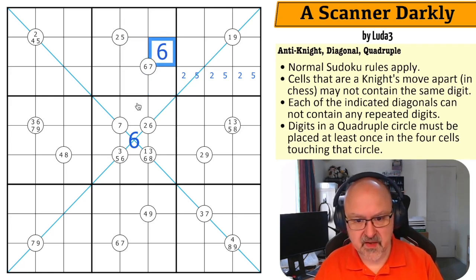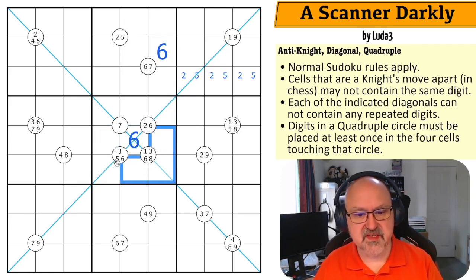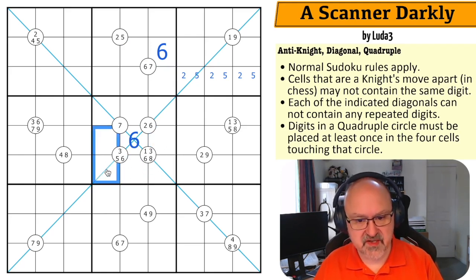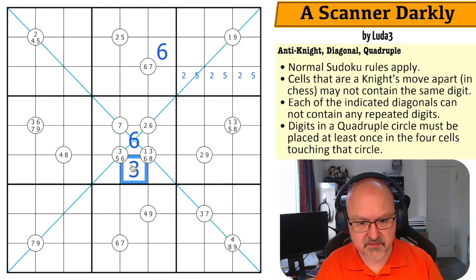So this becomes a 6. Now, 2 is in one of those. We should have no other repeated digit. Oh, no, we do. These quadruples share a digit. I have to put 3 in one of those 3 cells and 3 in one of those 3 cells. So that becomes a 3.